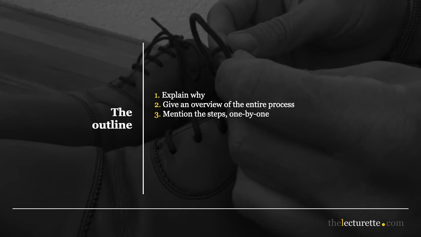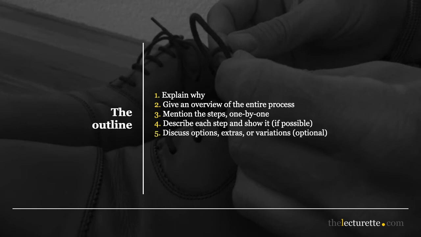Step number 3. Divide the process into a number of steps and go over them one by one. Step number 4. Describe each step and show it if possible. Step number 5. Discuss possible options, extras, or variations, and this step is optional. And step number 6. Give a summary.